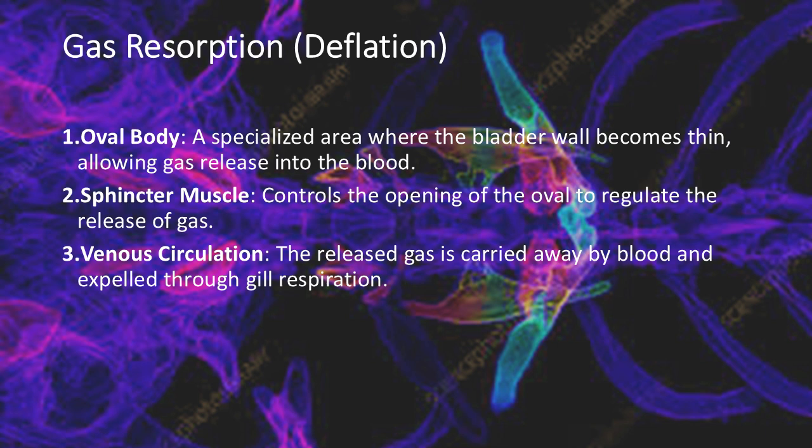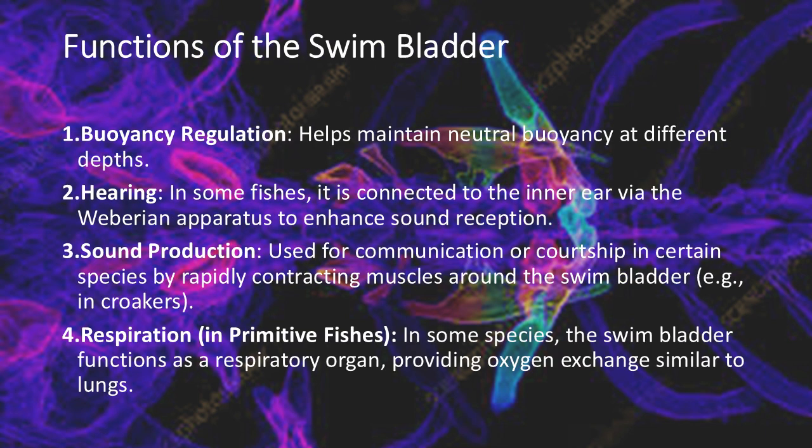A specialized area where the bladder wall becomes thin, allowing gas release into the blood. 2. Sphincter muscle. Controls the opening of the oval to regulate the release of gas. 3. Venous circulation. The released gas is carried away by blood and expelled through gill respiration. Functions of the swim bladder. 1. Buoyancy regulation. Helps maintain neutral buoyancy at different depths. 2. Hearing. In some fishes, it is connected to the inner ear via the Weberian apparatus.